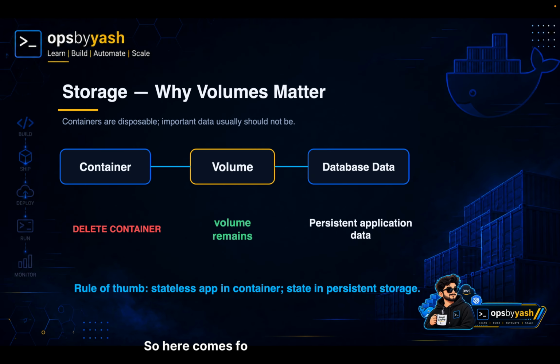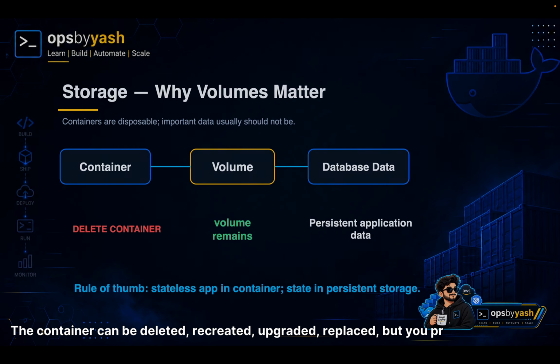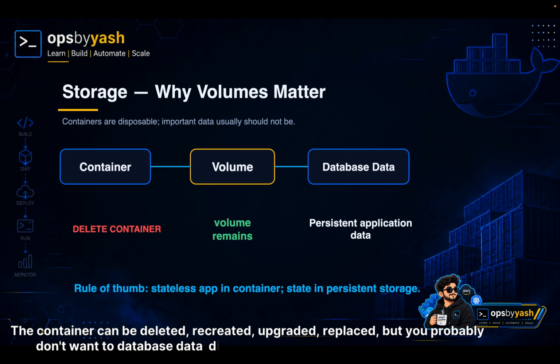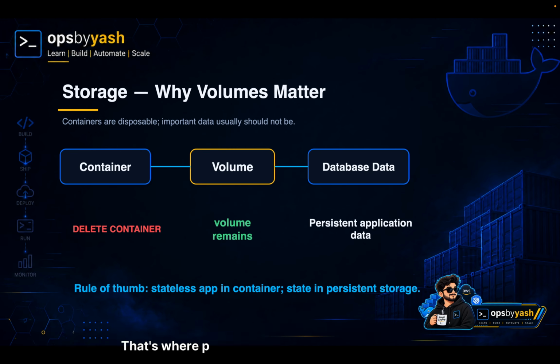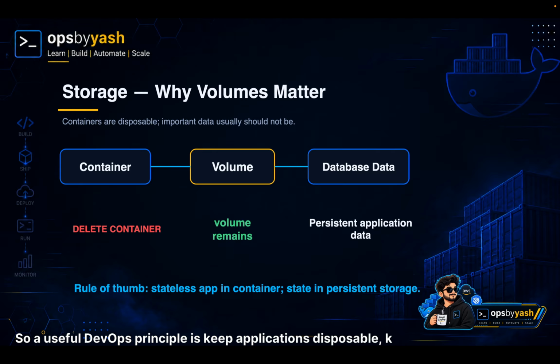So here comes, for persistent data, we use things like Docker volumes. Imagine a database running inside a container. The container can be deleted, recreated, upgraded, replaced, but you probably don't want your database data disappearing every time you recreate the container. That's where persistent storage comes in. The container is disposable. The volume holds the important data. So a useful DevOps principle is keep applications disposable, keep persistent state in persistent storage.